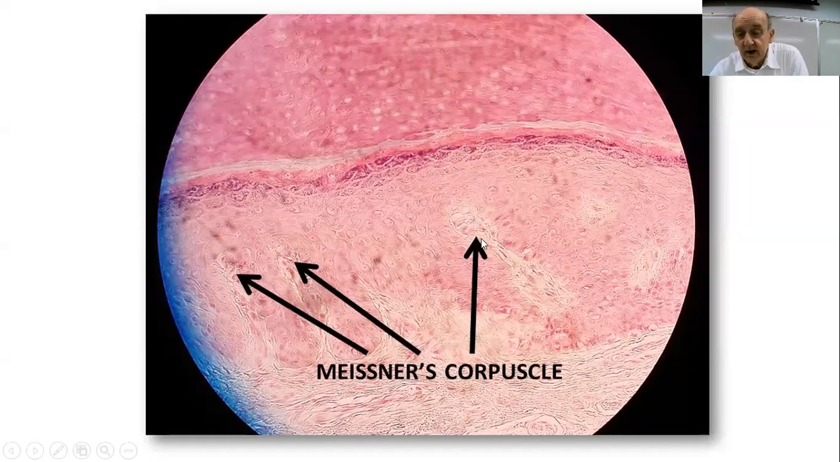Here's the dermal papilla, and inside the dermal papilla, filling it out completely, is this barrel-shaped Meissner corpuscle. You can see this a little better here. Unfortunately, these structures shrivel a lot when the skin is prepared for microscope slide.